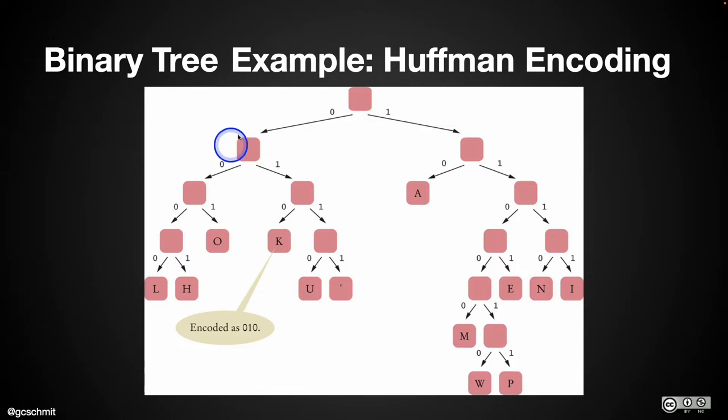All right, so we start at the root. We're right here. Zero takes us to the left. The next digit is a 1, so we go to the right. The next digit is a 0, so we go to the left. We're now at a leaf node for the letter K. So that means these three bits represent the letter K.